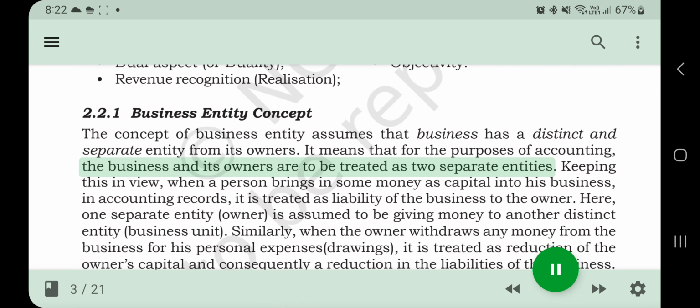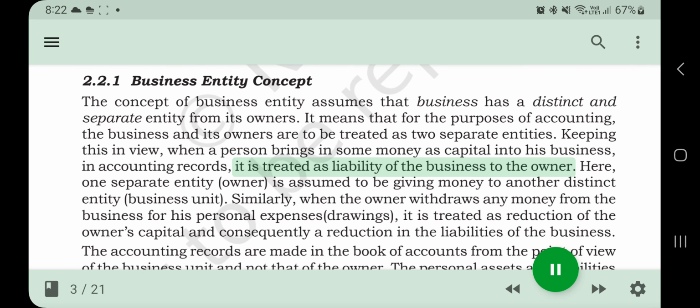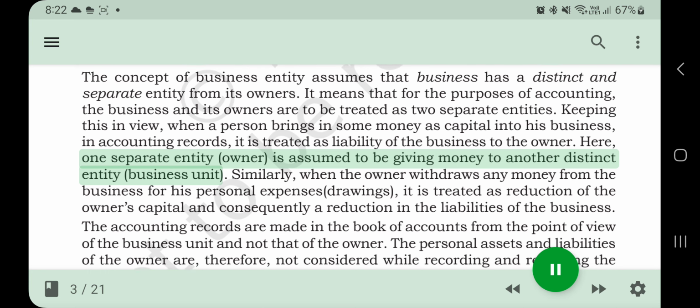It means that for the purposes of accounting, the business and its owners are to be treated as two separate entities. Keeping this in view, when a person brings in some money as capital into his business, in accounting records, it is treated as liability of the business to the owner. Here, one separate entity, owner, is assumed to be giving money to another distinct entity, business unit.